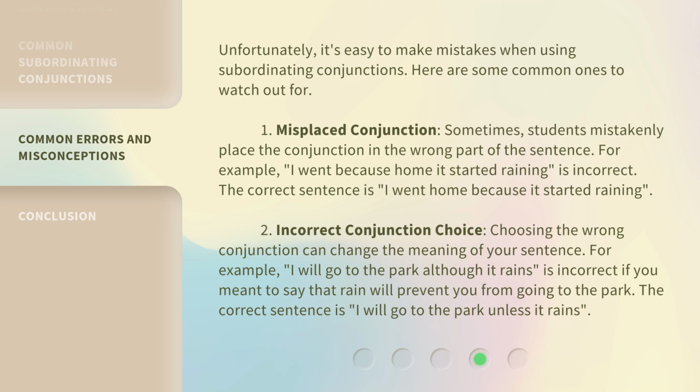2. Incorrect conjunction choice. Choosing the wrong conjunction can change the meaning of your sentence. For example, I will go to the park although it rains, is incorrect if you meant to say that rain will prevent you from going to the park. The correct sentence is, I will go to the park unless it rains.